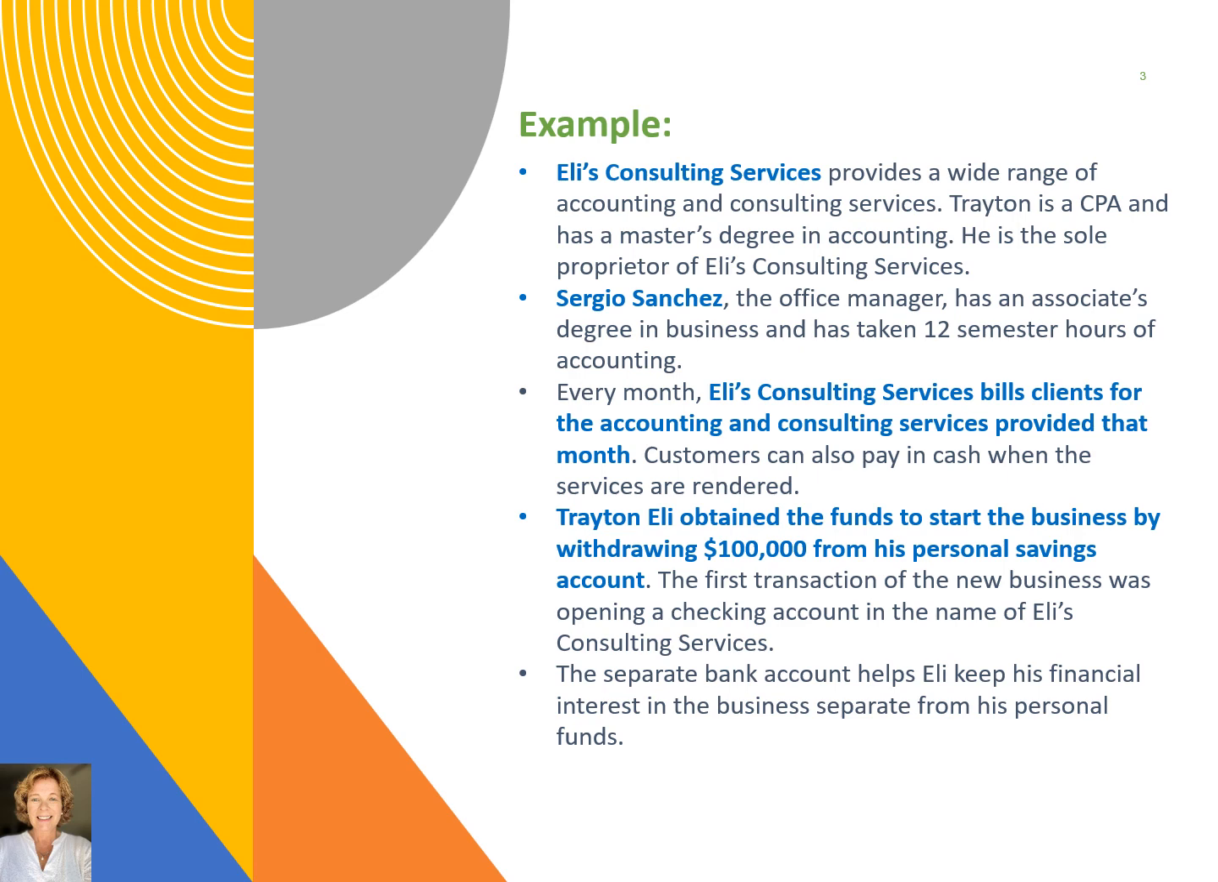To start the business, though, Trayton took money from his personal checking account of $100,000 and opened a checking account in the name of Eli's Consulting Services. Why do you think Trayton opened a new checking account? Well, the separate bank account helps Eli keep his financial interest in the business separate from his personal funds. The $100,000 transaction is the very first business transaction, and we need to figure out what to do with it and identify how it affects the equation property equals financial interest.